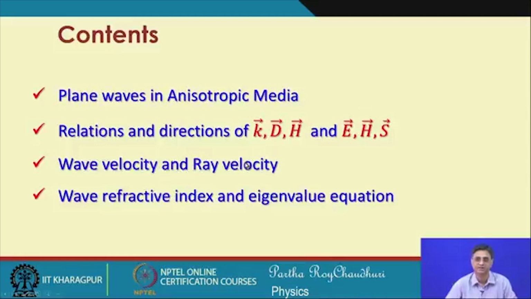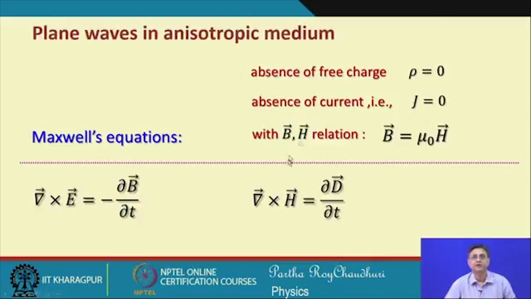These are two different things that we will try to understand: the wave propagates along the k direction, whereas the energy propagates, the ray moves, along the direction of the Poynting vector. Then we will look at the refractive index and the general eigenvalue equation that will represent the anisotropic medium. So, let us start again with the medium properties.